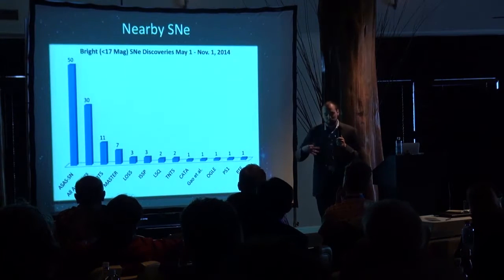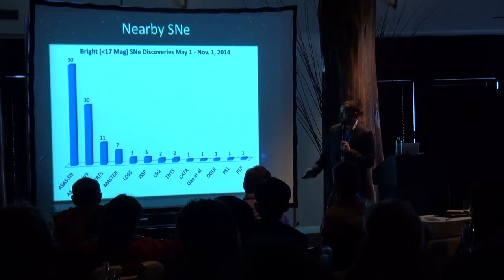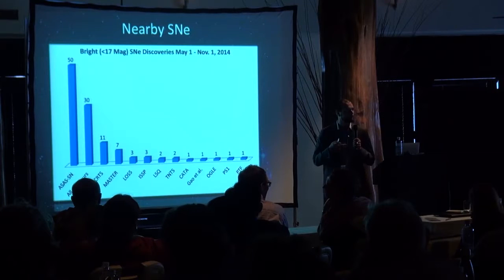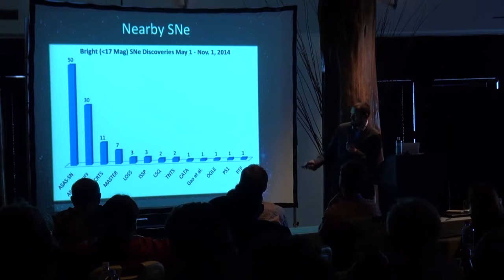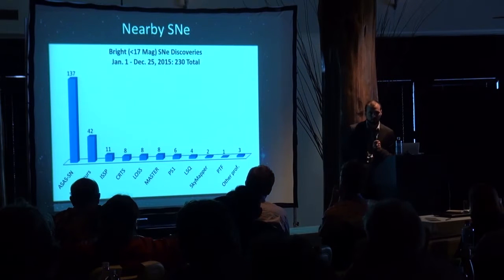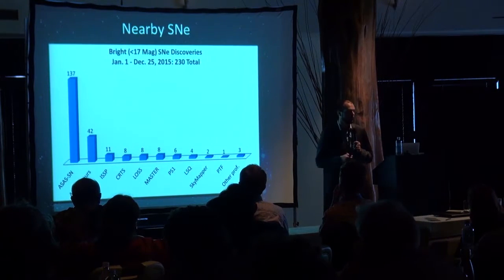And this is, if you wanted to break down who discovered these nearby supernovae. These are the bright supernovae in the last half of 2014, so after our southern unit went online. And you see that ASAS-SN is doing quite well. And then if you look at 2015, you can see we're doing even better. So currently, ASAS-SN discovers about 2/3 of all the bright supernovae discovered on the sky.